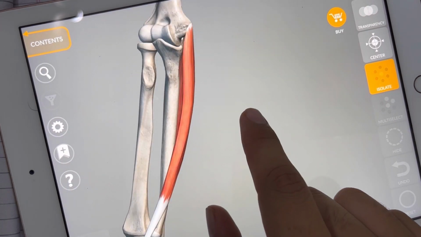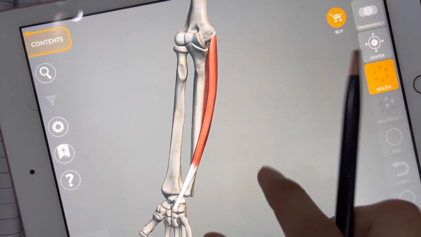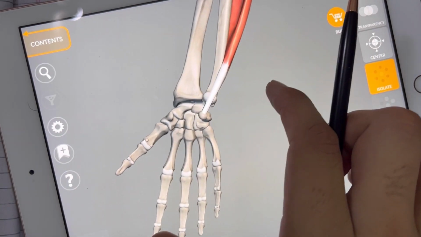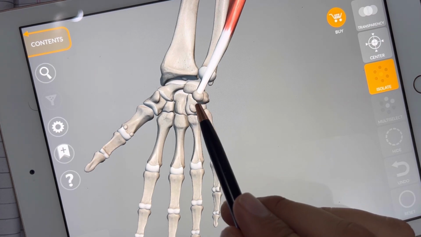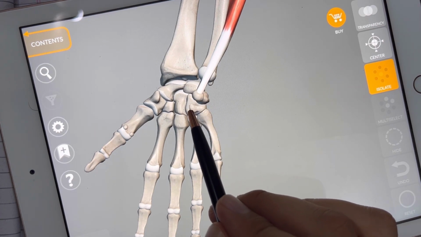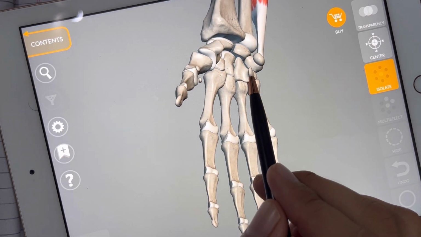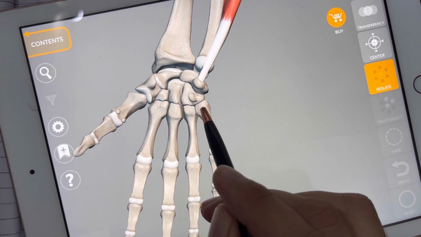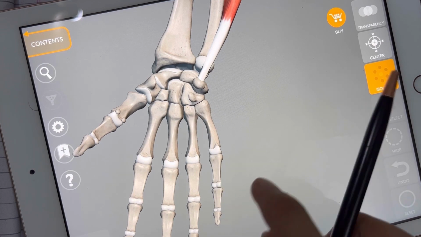Students, the flexor carpi ulnaris muscle originates and runs inferiorly and inserts on the pisiform bone of the carpal. This is the pisiform bone, and it also inserts on the hook process of the hamate bone. This is the hook process of the hamate bone, and also to the base of the fifth metacarpal bone. This is the fifth metacarpal bone. This is the base of the fifth metacarpal bone.